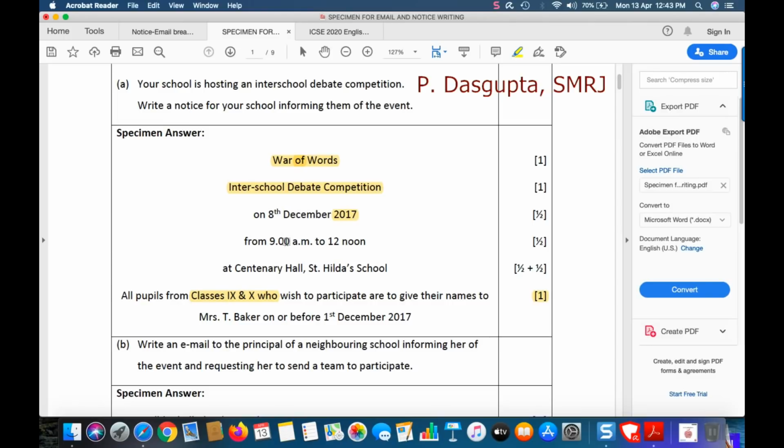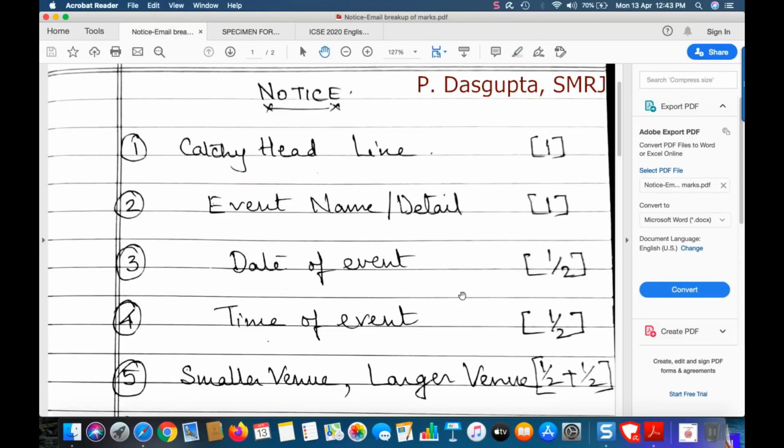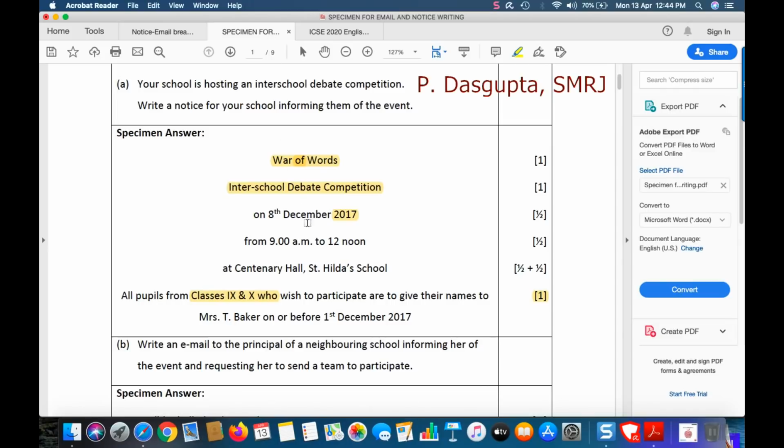Time, any rational time from 9 a.m. to 12 noon here, and here is the time of the event. So 1 mark here. So 1 mark for the catchy headline, 1 mark for the name of the event or detail, half a mark for date of event. How are you going to write the date of event? You will not write 02/03/2220. You will write the date as this. Say, for example, 20th April 2020.